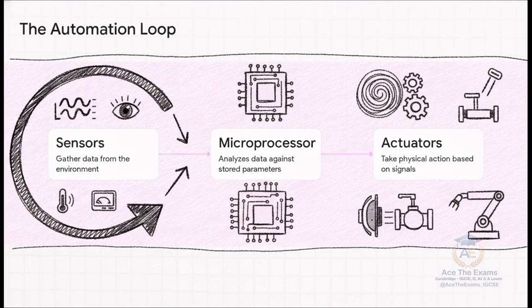And this brings us to the continuous 3-step loop that drives literally everything from a nuclear power station to the adaptive cruise control in your family's car. First up, sensors constantly gather analog data from the environment, things like temperature, pressure, or infrared light. Next, a microprocessor takes that reading, converts it to digital, and analyzes it against pre-stored rules. Finally, if the data hits a certain threshold, the microprocessor sends a signal to actuators, which take physical action, like applying a brake or opening a valve. It's just a continuous, endless loop of sensing, thinking, and acting.